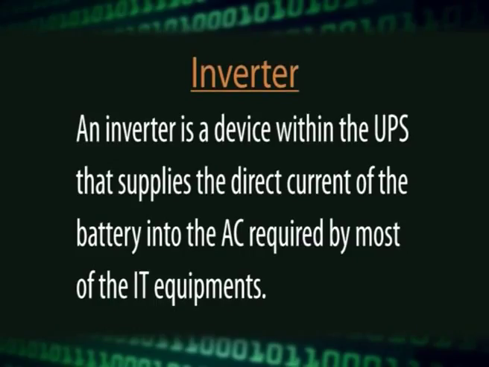The offline UPS, also called a standby UPS, waits for a power interruption before taking any action. That means, so long as the power is on, the offline UPS does not come into the picture. When the power is lost, it turns the inverter on and provides emergency power. An inverter is a device within the UPS that converts the direct current of the battery into the AC required by most IT equipment.